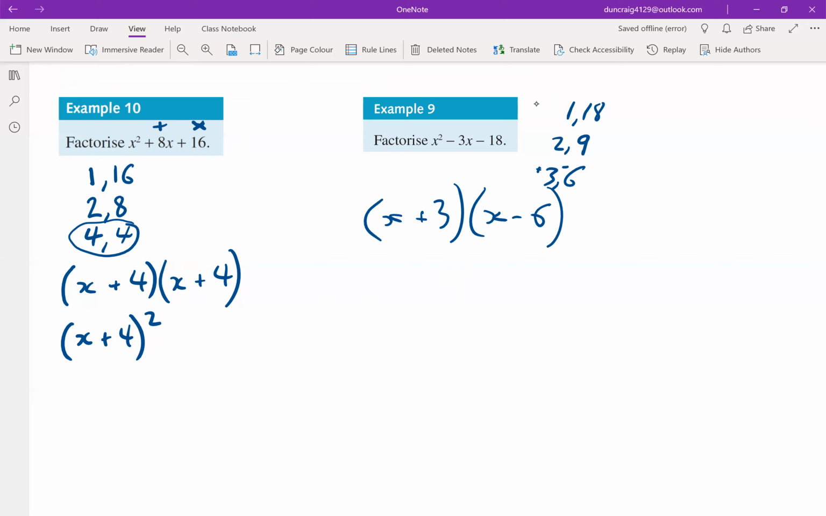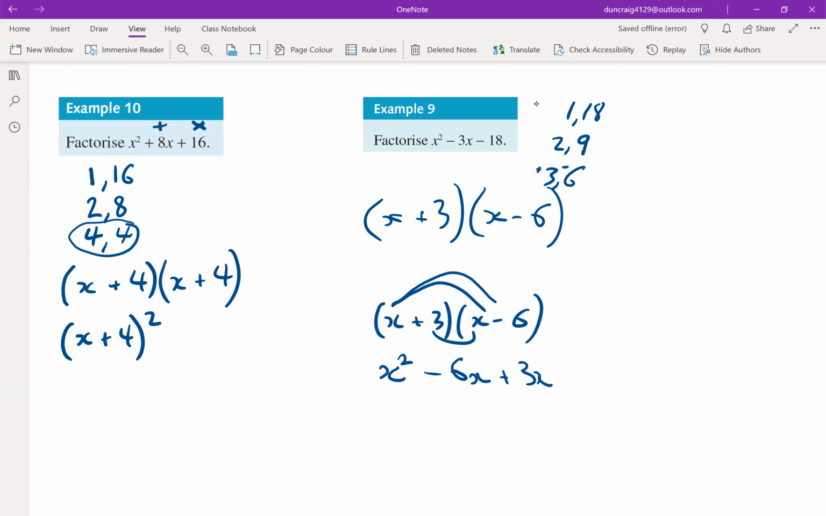Now, you can verify your answer by expanding the brackets again. So I could come down here and rewrite x plus 3, x take 6. And sure enough, if we expand this, we should get our expression above. So x squared take 6x plus 3x take 18. There's 1x squared. Minus 6 plus 3 is minus 3x. And then we've got our minus 18 there, and that's our initial question. So you can verify your answer by expanding your brackets, and you should get the original expression again.